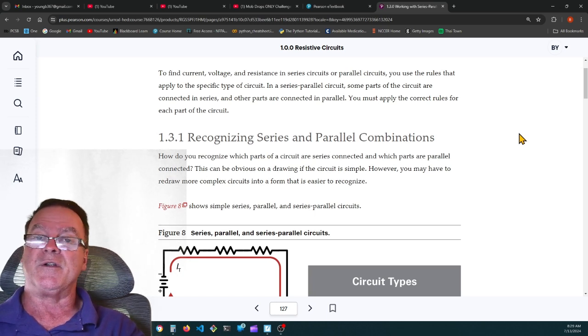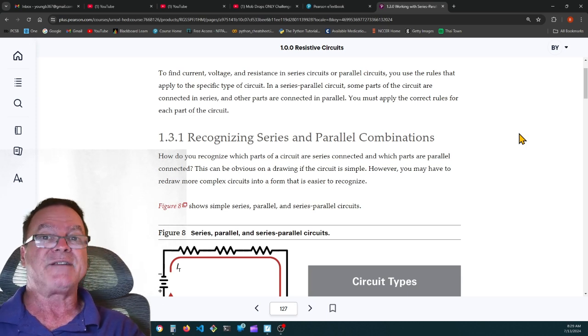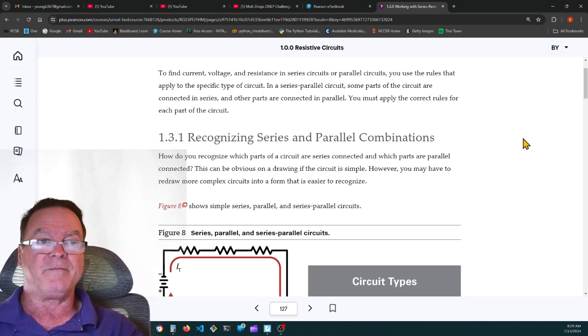Those rules being the current is the same everywhere in a series circuit, and the resistances are additive, and the voltage drops are additive. In a parallel circuit, the voltage is the same everywhere in the circuit, the currents are additive, and the resistance is the reciprocal method.